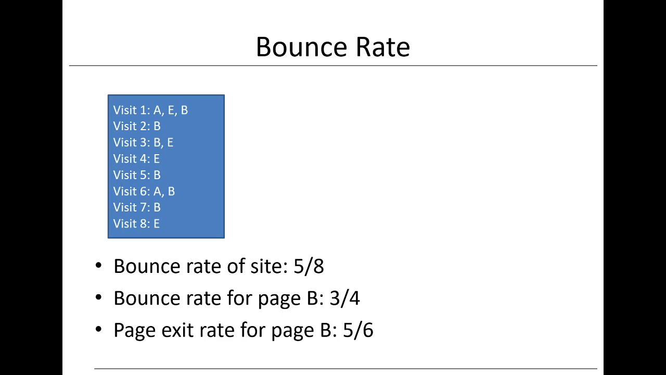Let's now also calculate the page exit rate for page B. Page B was visited in visits 1, 2, 3, 5, 6, and 7. In 5 of those cases, the visitor left after having seen page B, resulting in a page exit rate of 5 divided by 6.